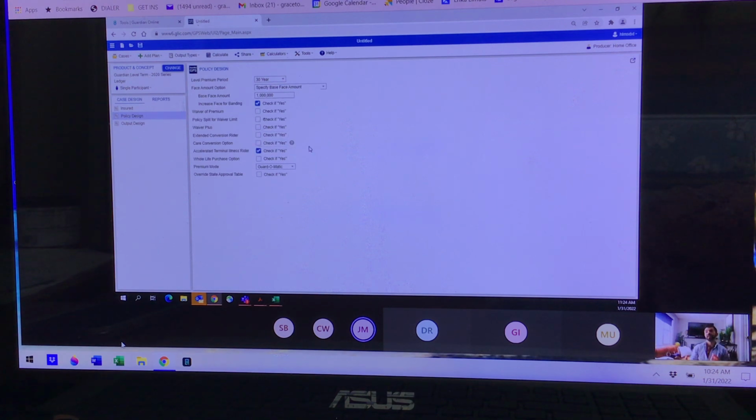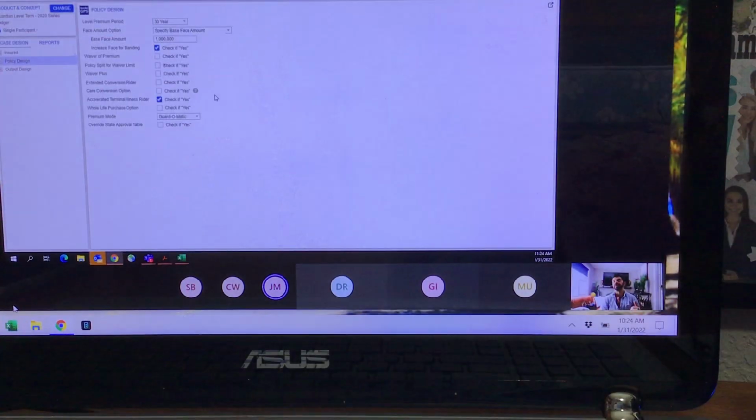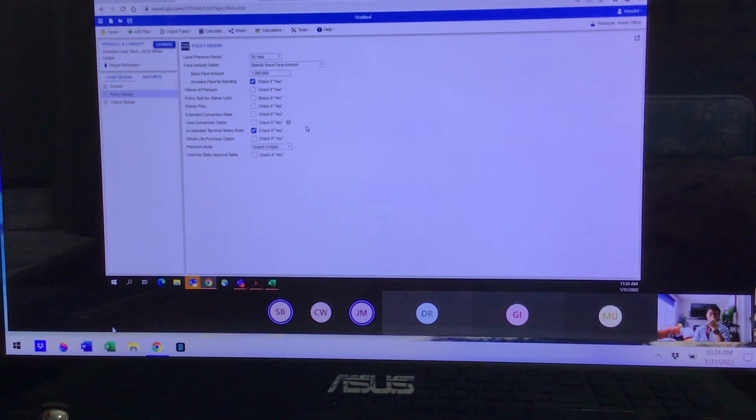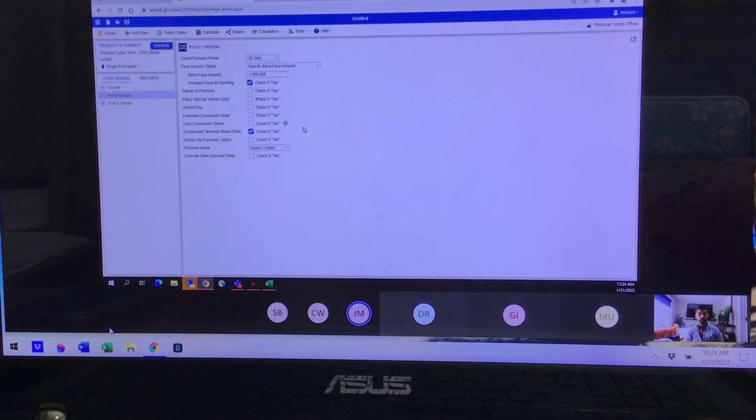So again, that's a term rider that not many, I don't know if any of our competitors really have, and it's just another reason to convert a contract. You've got that long-term care in addition now to that increasing death benefit, in addition to that increasing cash value. So that's going to be huge.